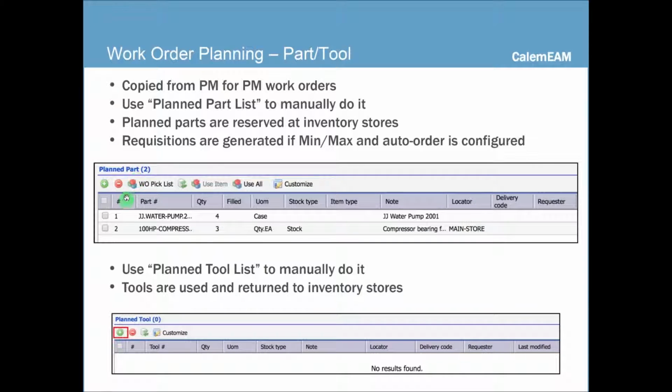Whenever a planned part is entered, it becomes reserved at inventory stores. If you have min-max and auto order configured for the part, and if there's a shortage, a requisition will be generated automatically. The same goes for the tool. For a tool, you just check it out, use it, then return it to the store.